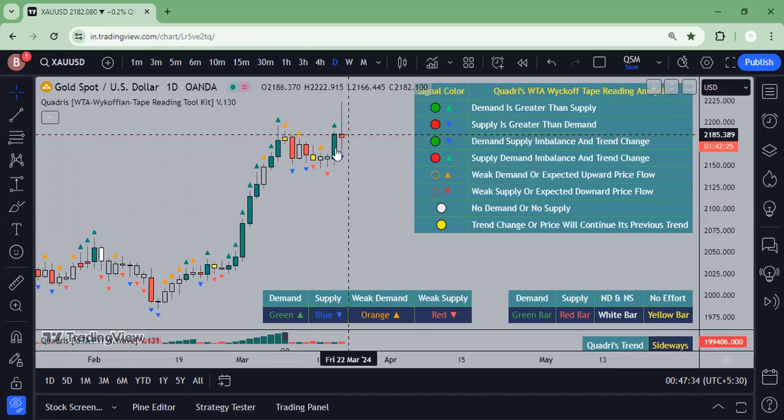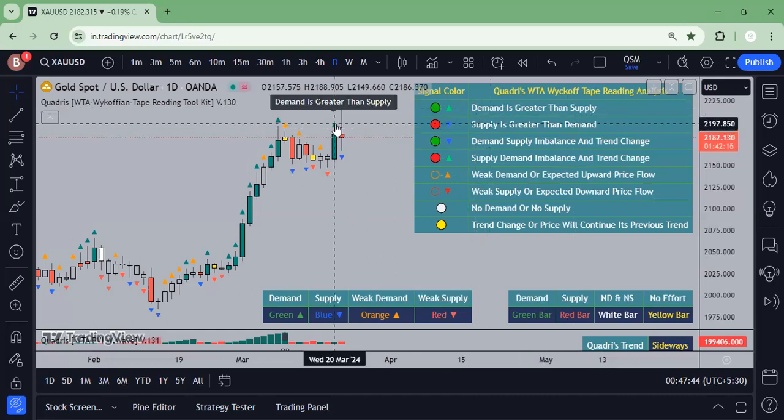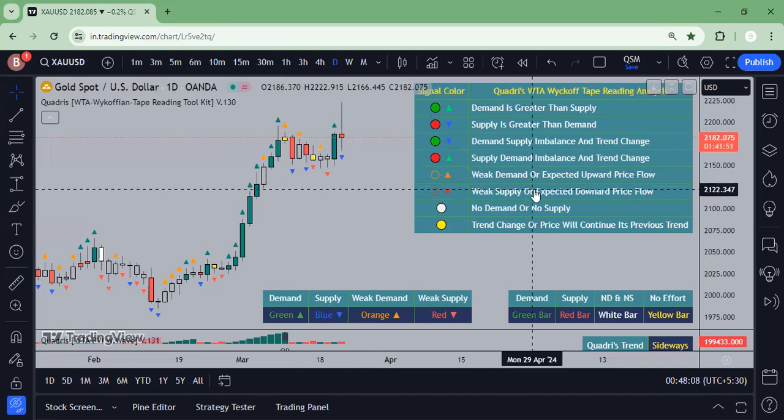So what you have to do, like in this particular case, the candle is green and so the triangle is green. Here demand is greater than supply. If I hover my mouse over the triangle, it will say demand is greater than supply. In this case, if I hover my mouse over the tip of the triangle, it suggests weak supply or expected downward price flow. It is pertaining to this one.